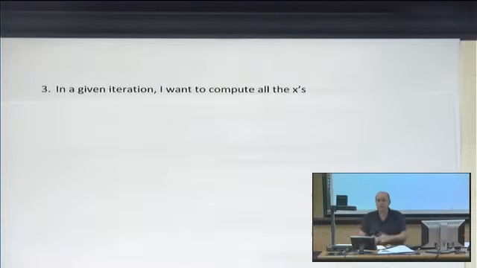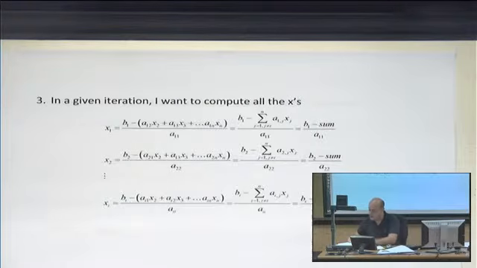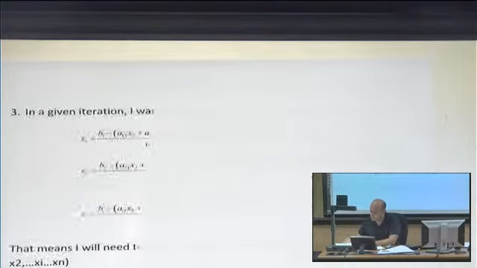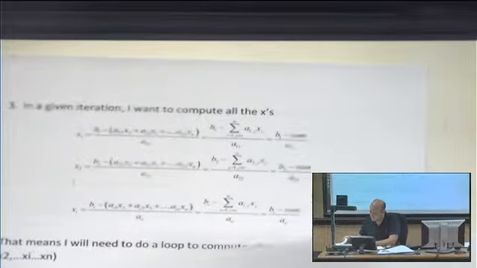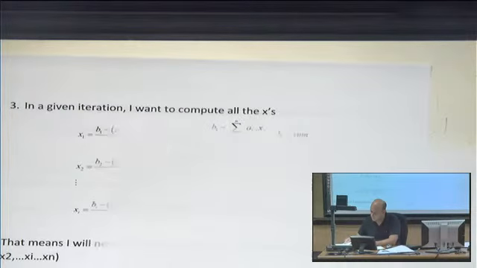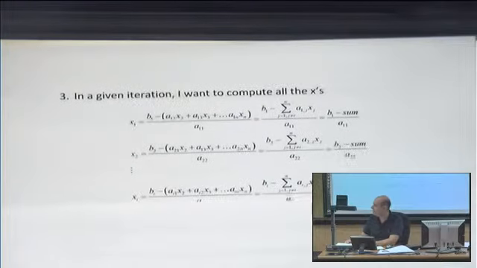Okay. Now, in that while loop, we know what we did by hand, right? What we did is we calculated x1 using the guess values for x2 and x3 and x4 and x5. Then I calculated x2. Then I calculated x3. Then I calculated x4. And then I went all the way to x to the n, right? So I did something that looked like this.